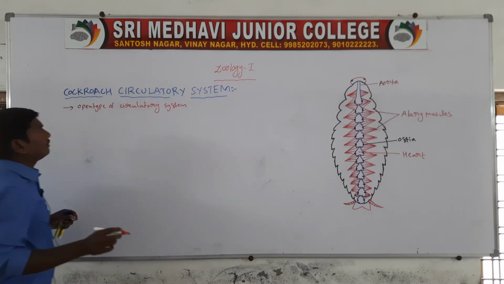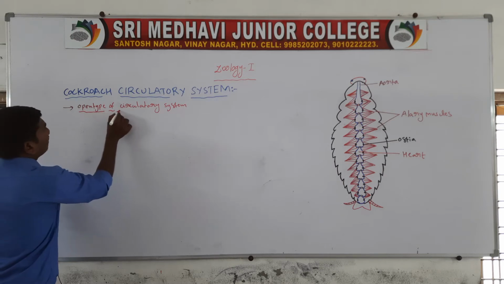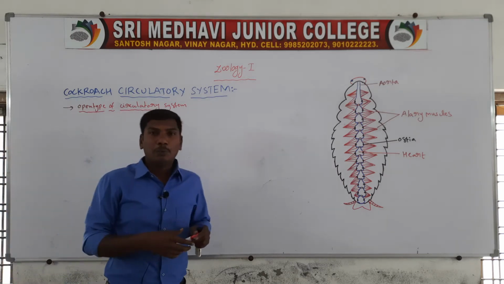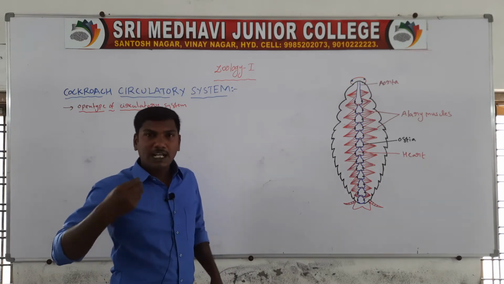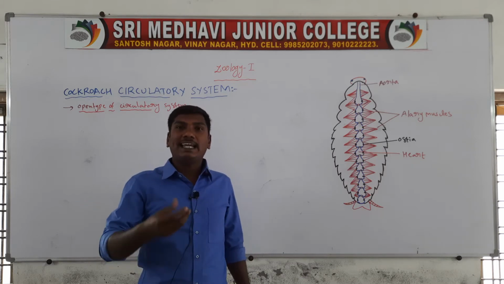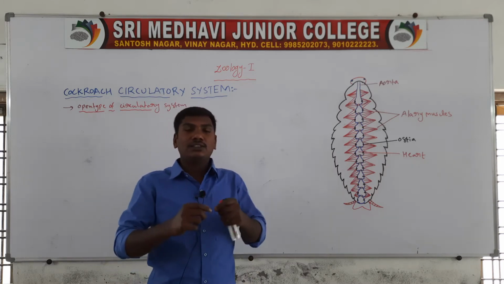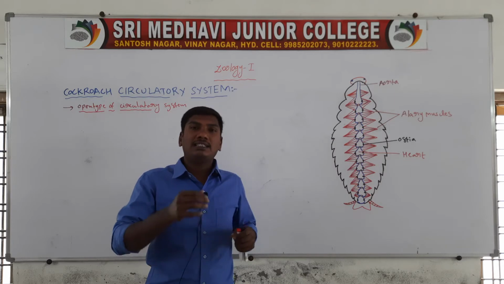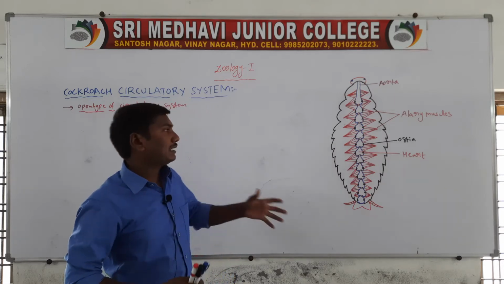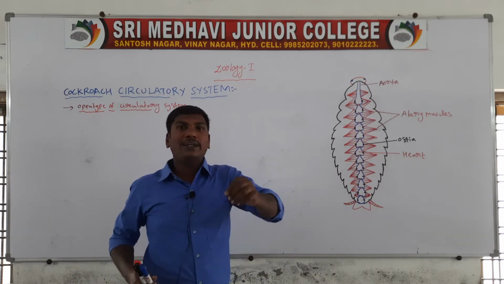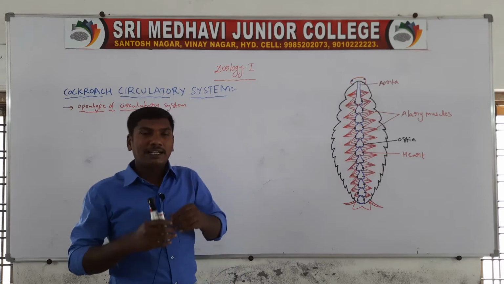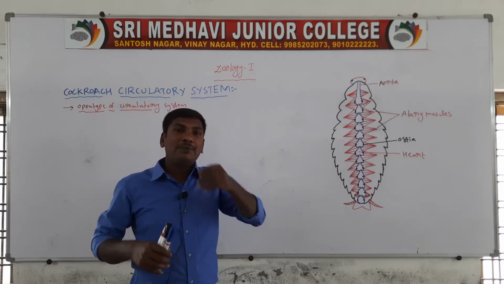The cockroach circulatory system is the open type of circulatory system. The open type of circulatory system means the blood is freely moving in the empty spaces. There are no well-developed blood vessels; only poorly developed blood vessels are present in the cockroach. The blood is pumped into the empty spaces.